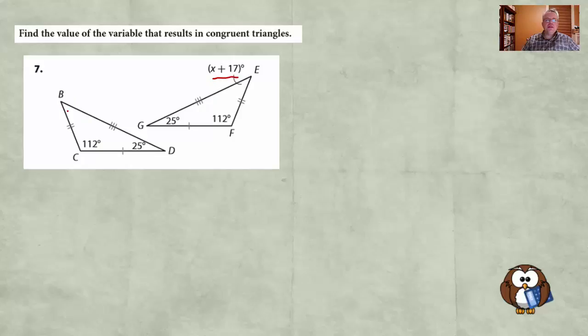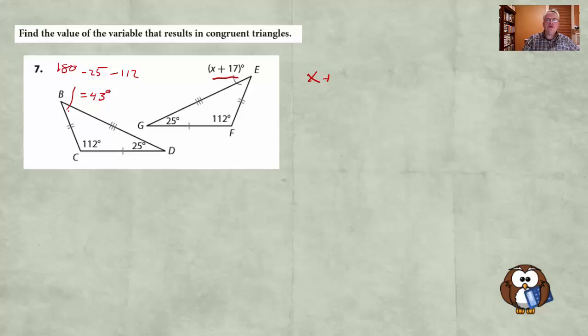Whatever x plus 17 is, it should match this angle. So we have to figure out what that is. So we can do that, figure out what this is by doing 180 minus 25 and subtracting 112. So that's the same as 180 minus 137, which I believe would be 43. Okay, so we know that this angle, in order to match that one, should be 43 degrees.